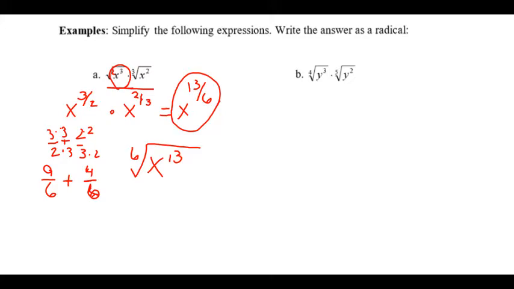We're going to do the same thing with b. I'm going to start by writing them in exponential form. So I will have y to the 3/4 power times y to the 2/5 power.